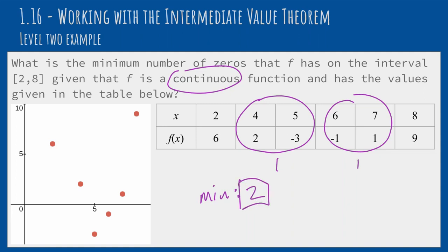Now, we don't know that it's only going to happen twice. We could have a function that looks something like this, and it just happens a bunch of times. So we don't know that it's going to happen twice. I just drew one where it happened like 6 times there. But the minimum number is 2. It has to happen at least somewhere in between these 2 points, and it has to happen somewhere between those 2 points.